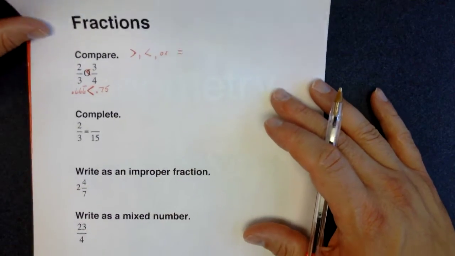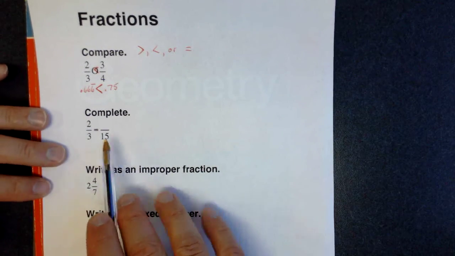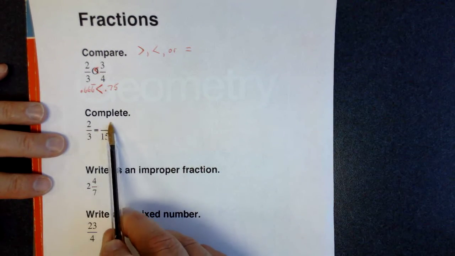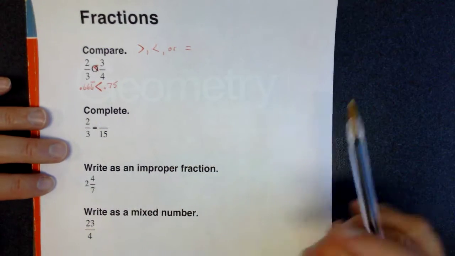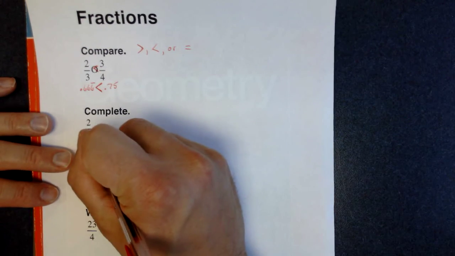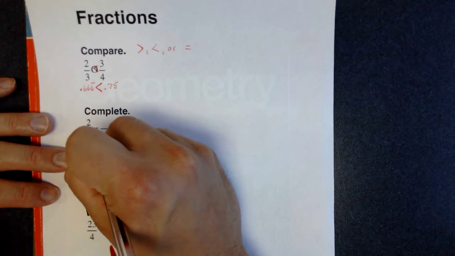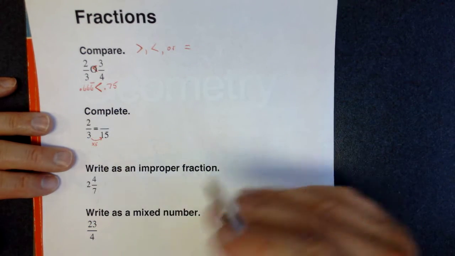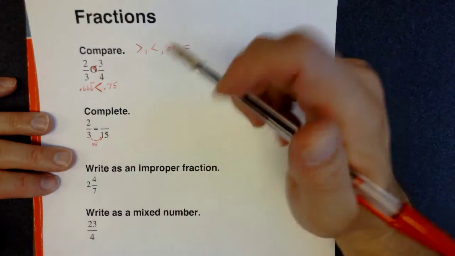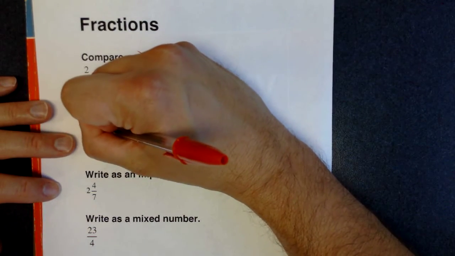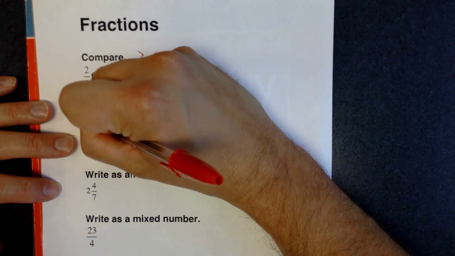When they ask you to complete a proportion like we have here, they want us to fill in this missing part on top. So to do this, what you're going to do is look at the numbers you have. To get from 3 to 15, we would multiply by 5. Now with fractions, anytime you do something to the bottom, you want to do the same thing to the top. So now to get this top number, we'll multiply also by 5.